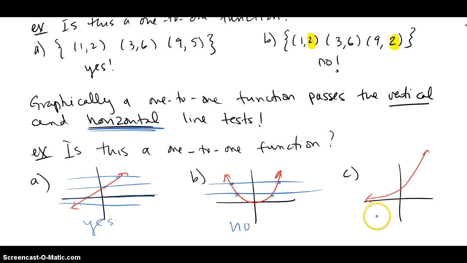Part C, of course, it passes the vertical line test because it's a function, but for 1-to-1ness, it has to pass the horizontal line test, and every time I go through it, it only touches it once horizontally, so that's a yes as well.